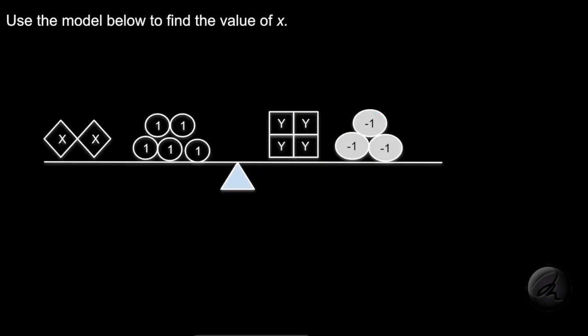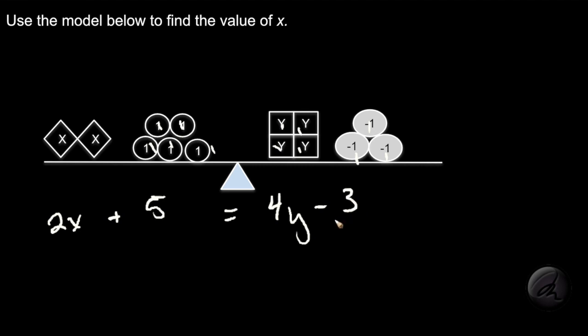Ooh, speaking of problem solving, there, we got that mess cleared out. Use the model below to find the value of x. That is a lot going on this little balancing beam here. So let's write this equation first and foremost. All right, so we have 2x plus 5 equals 4y minus 3.